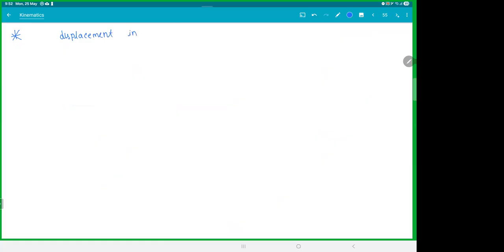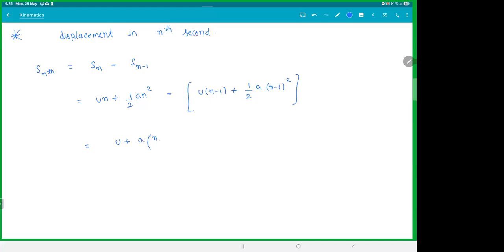Because you will see this in some books like a formula. So nth second is nothing but distance traveled in n seconds minus distance traveled in n minus 1 seconds. So this is u into n plus half a n square, minus, u into n minus 1 plus half into a into (n minus 1) square. Subtract them. You end up with u plus a into (n minus half).